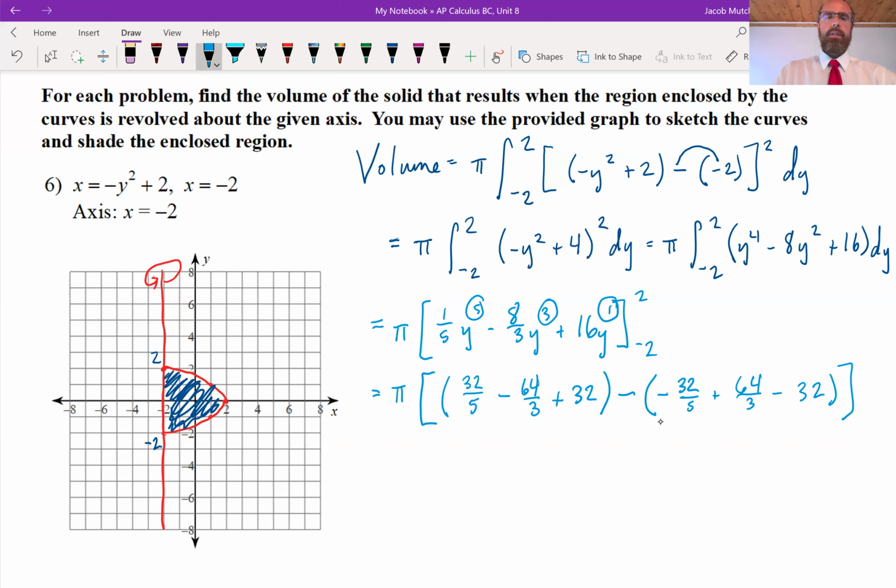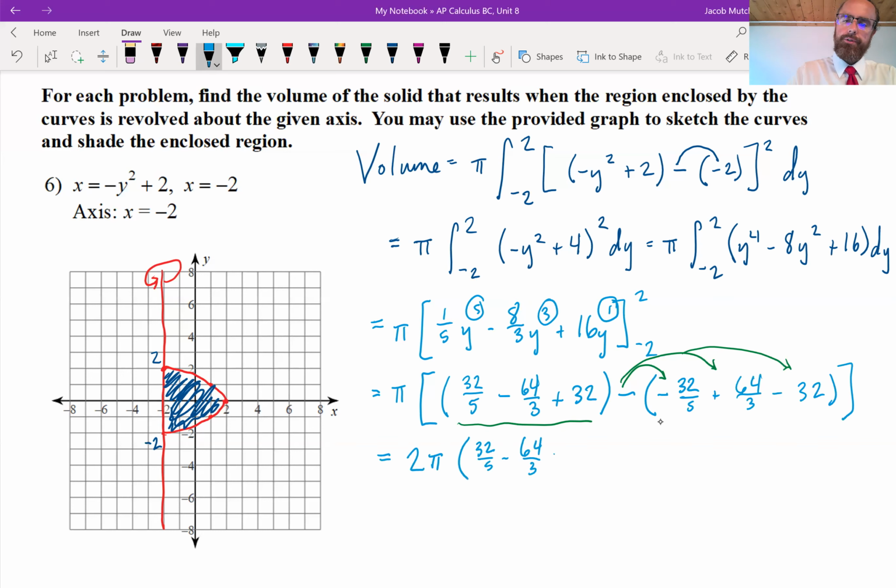So then what I'm noticing, because those are really similar values left and right, they're either going to cancel or double. I just need to check with the sign. So if I distribute this negative sign through, it's going to flip my signs and it's going to match exactly what I got in that first group. So it won't cancel, it'll double. So I'm going to write 2 pi times 32 over 5 minus 64 over 3 plus 32.